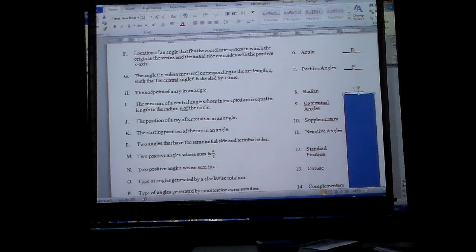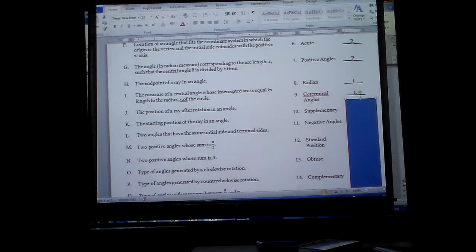Yay! Okay, now then, we have coterminal angles. And what are coterminal angles? Well, coterminal angles are two angles that have the same initial and terminal side. So, oh wait, there it is right there, letter L. Two angles that have the same initial and terminal side. So we'll look at that right there.